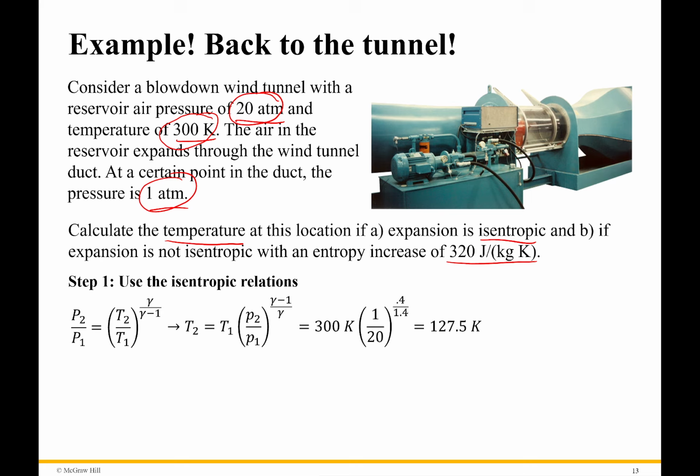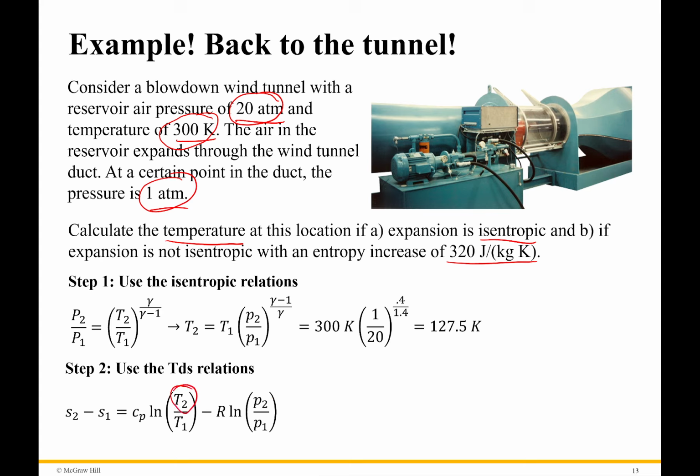Seems fine. Now, what do you think is going to happen when we have it be non-isentropic, when we are starting to increase entropy? Do you think this temperature is going to go up or is it going to go down? Well, let's find out. So we're going to use our TDS relations. We have a ratio of pressures, and so we use the one that has a ratio of pressures in it. And we can use that to calculate our temperature here.